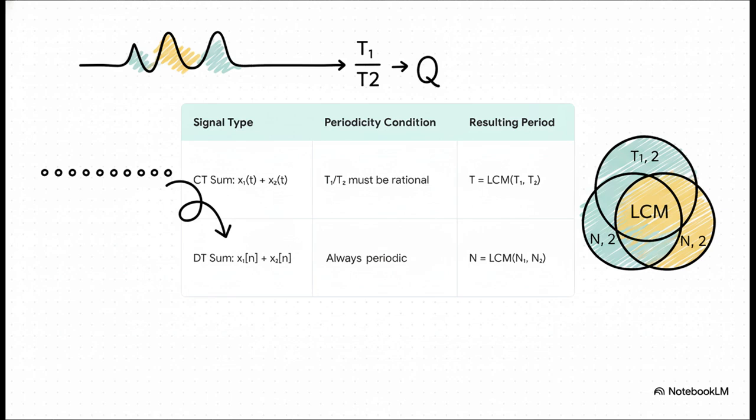Here's another one of those little surprises. The sum of 2 periodic DT signals is always periodic. No extra test needed. And in either case, if you want to find the new fundamental period of the sum, you just use the least common multiple, or LCM, of the individual periods.